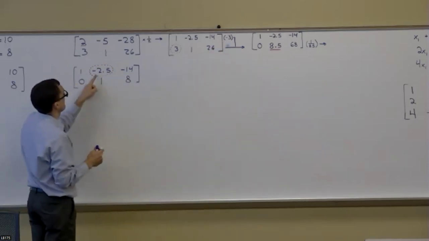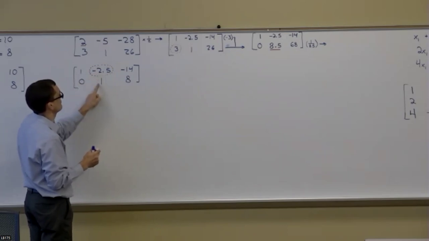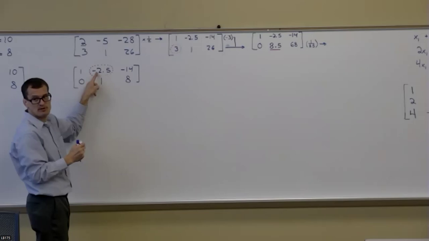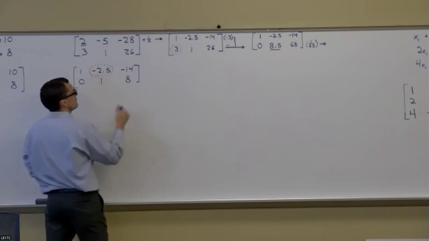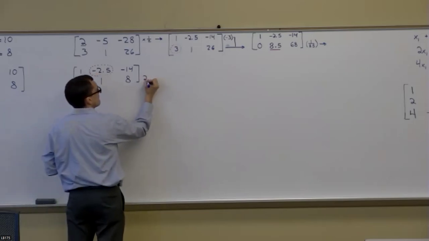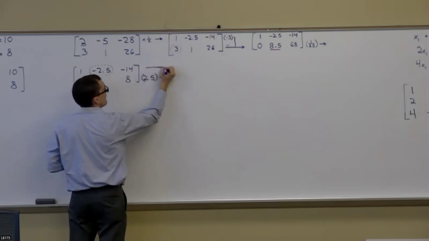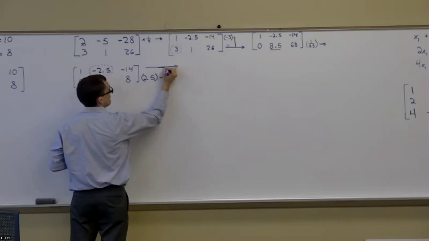I'm going to say, well, let's multiply this by a 2.5 and add it to the top row. So we're going to multiply by 2.5, add to the top row, and then I replace the top row only.